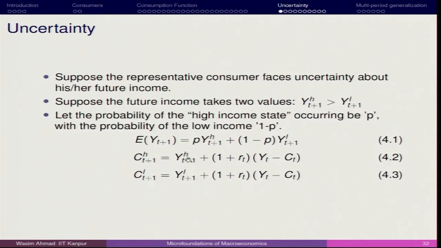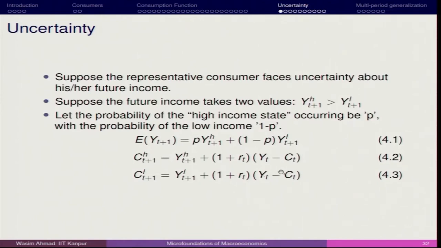So, this is what we have, plus he will have the savings. In the current period, he has saved some amount, which is nothing but s t. So, s t equals y t minus c t. It can also be written as c h t plus 1 is equal to y h t plus 1 plus (1 plus r t) s t. And in the same way, we can write c l t plus 1 is equal to y l t plus 1 plus (1 plus r t) s t, where s t is y t minus c t.